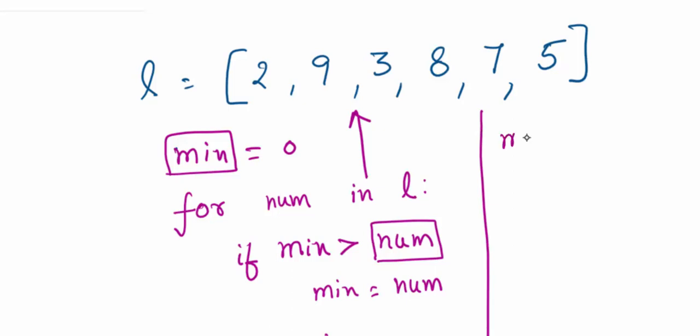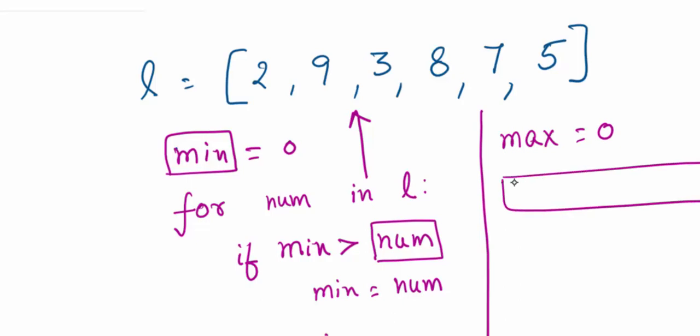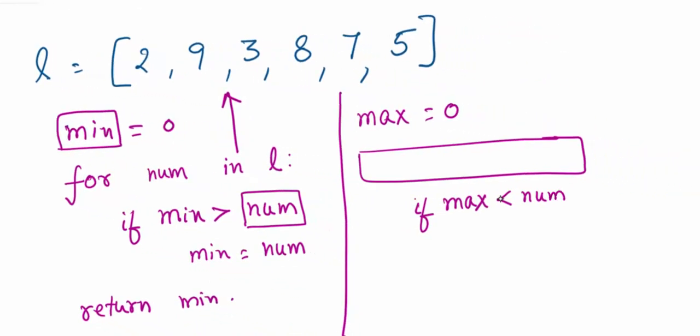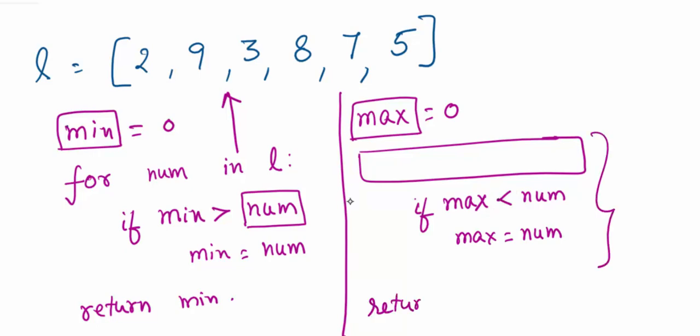Same thing with max. All we have to do is, if we had to find out max, set max to 0 and run through that loop for num in L. If max, right, is less than the number, that means the number in the loop that we are currently iterating is bigger than the max number here, right? Set max to num. That's it. And then finally, after this loop is over, just return max. It's so easy, right?